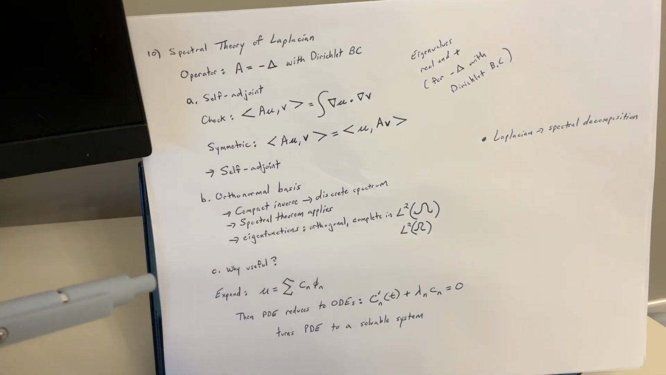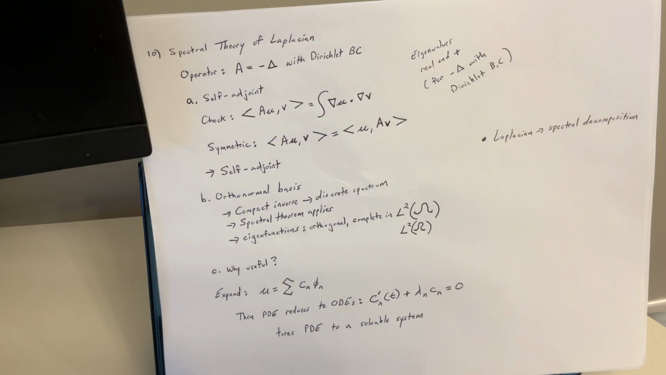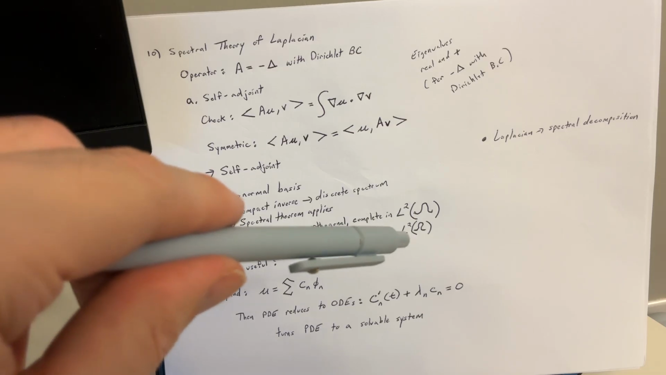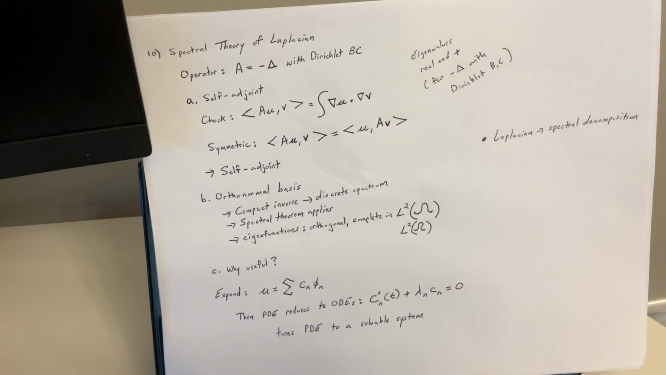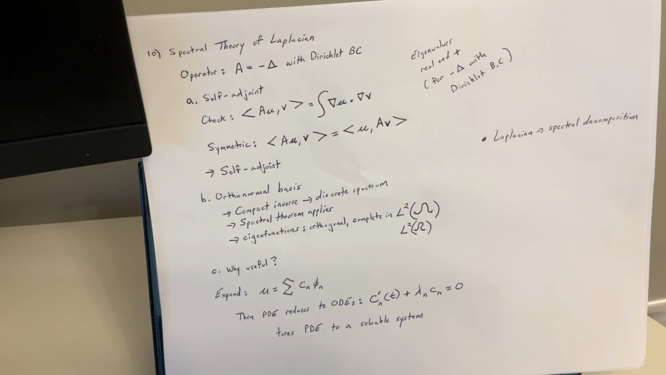That's L squared of omega. Okay, so the spectral theorem applies. The eigenfunctions are orthogonal and they're complete in L squared of omega. Okay, so that's the orthonormal basis. Why is it useful?